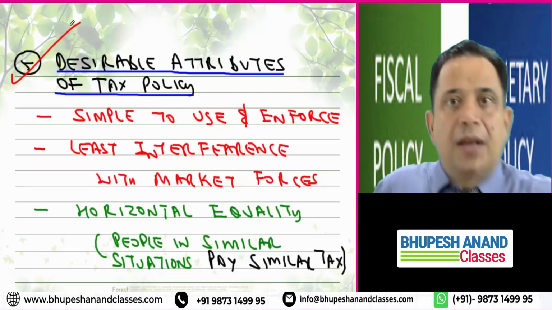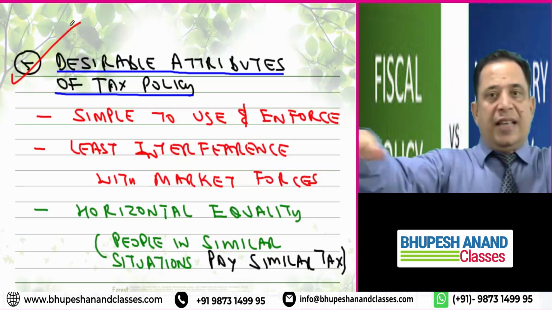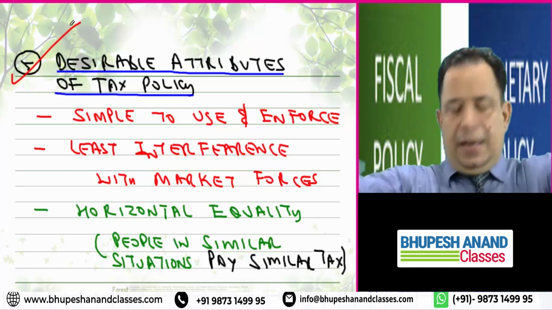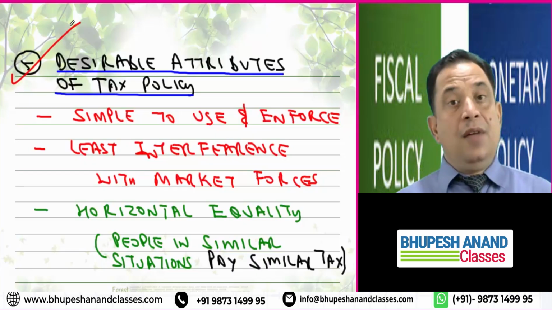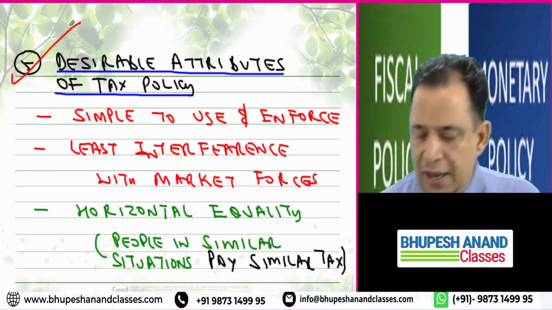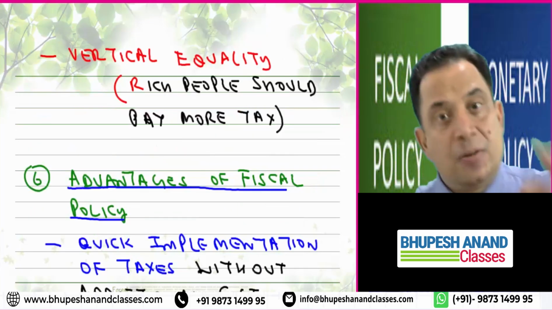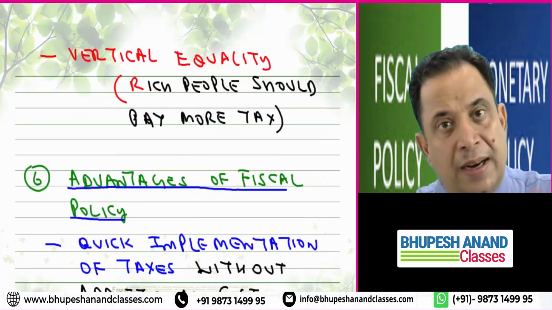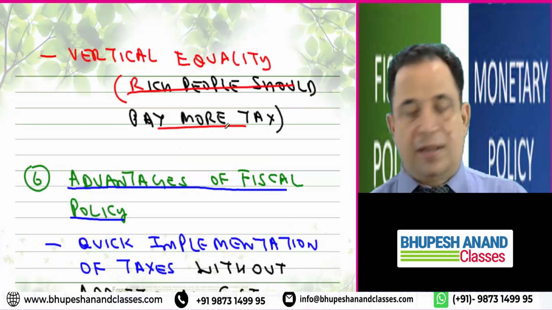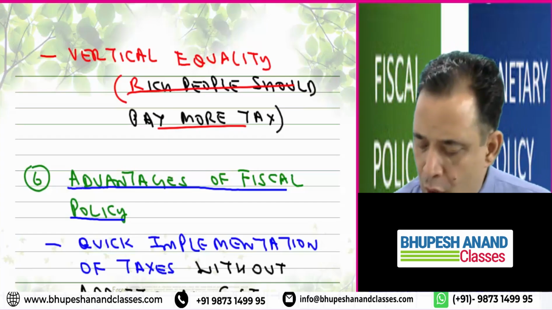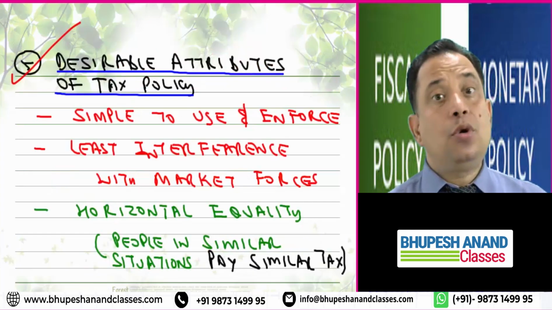Horizontal equality means if two persons are standing on the same footing, in similar situations, then they have to pay similar tax. Vertical equality means the tax paid by a rich man should be more as compared to a poor man, then only there will be vertical equality. Rich people should pay more tax. So these are the best qualities, I will say attributes, of tax.